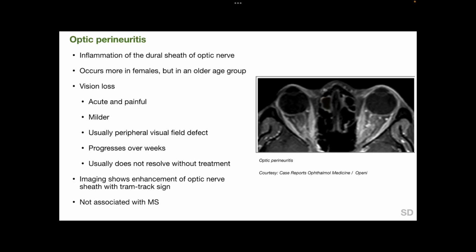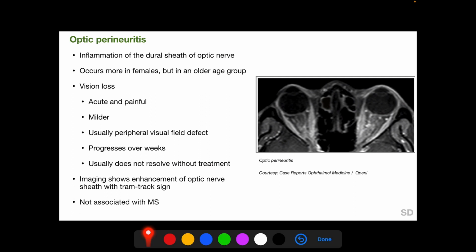Optic perineuritis is another entity where there is inflammation of the dural sheath of the optic nerve. It occurs more commonly in females but in an older age group. Vision loss is acute and painful. Pain is an important component of the disease presentation, but the vision loss is milder, and the visual field defect is usually peripheral. The visual loss progresses over weeks and does not resolve without treatment.